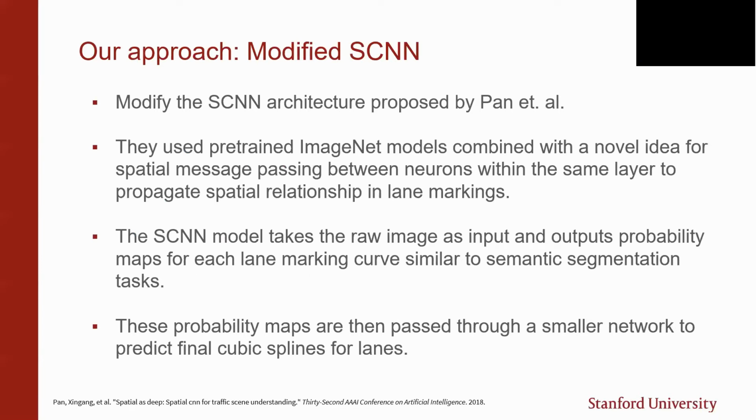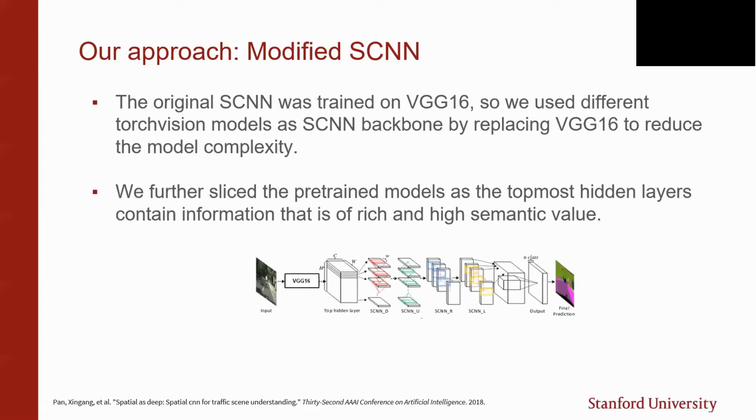Our approach was to modify the spatial CNN architecture by improving the backbone that it used. The CNN model takes in a raw input image and outputs a probability map for each lane marking curve, similar to a semantic segmentation task. These probability maps are then passed through a smaller network to predict final cubic lines.